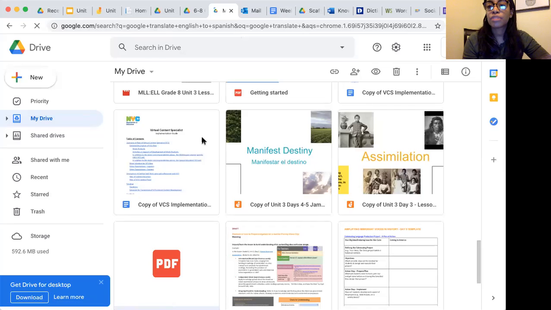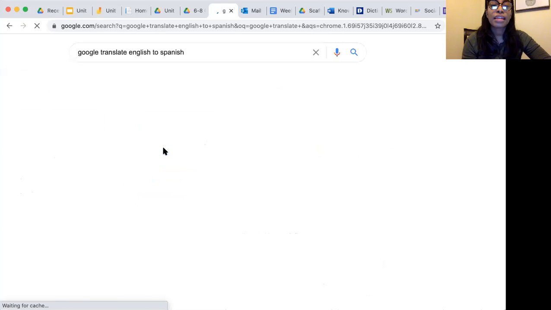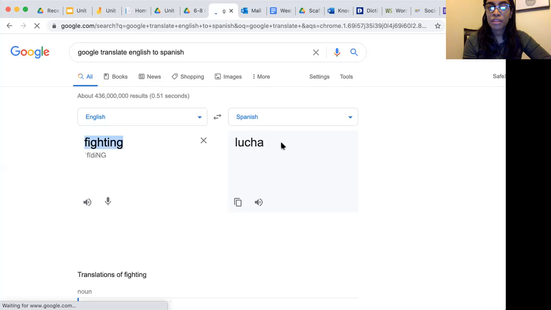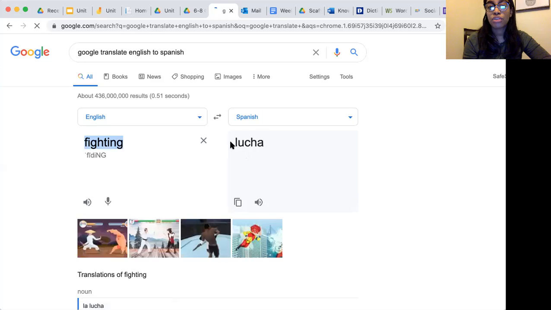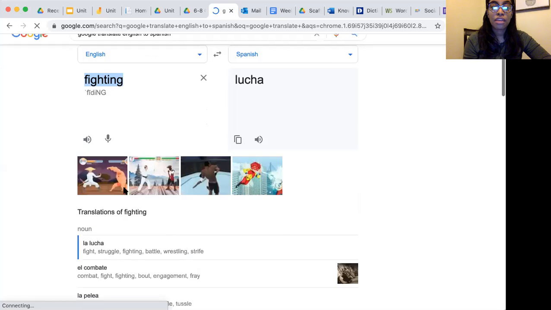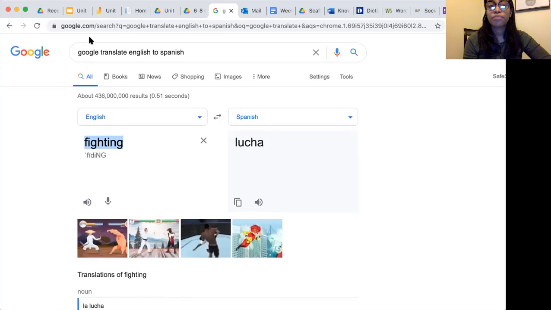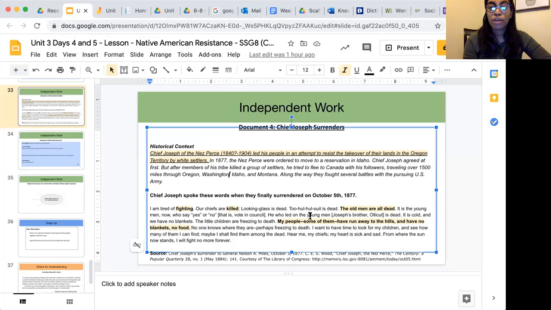So if we want to translate from English to Spanish, so to speak, we can say, okay, Ms. Colon highlighted fighting. What does that mean? I don't know what that means. And in this case, we would get the translation. And here it says luchar. So lucha, and it even has different ways of saying it, la pelea, la lucha, el combate, and it has some visuals for the students, which is perfect for English language learners or multi-language learners because they're really able to access the content.